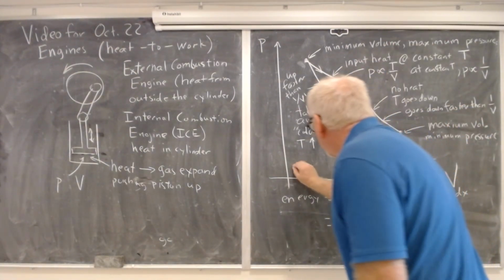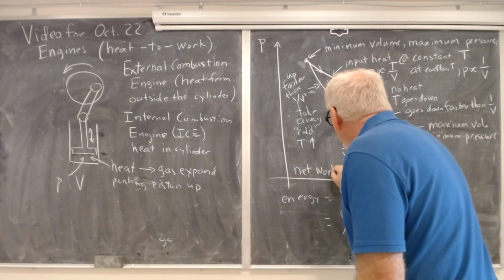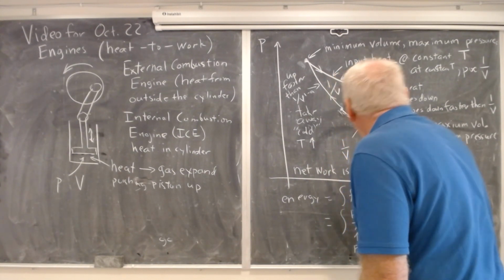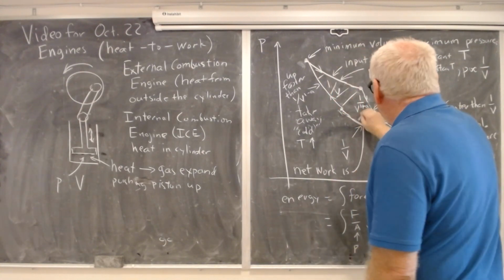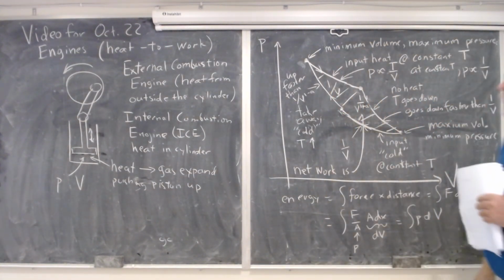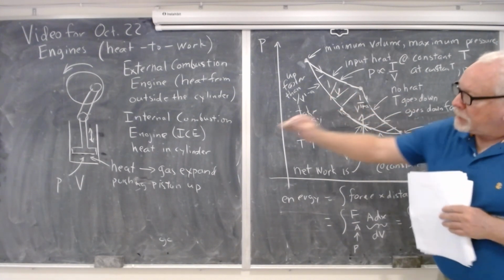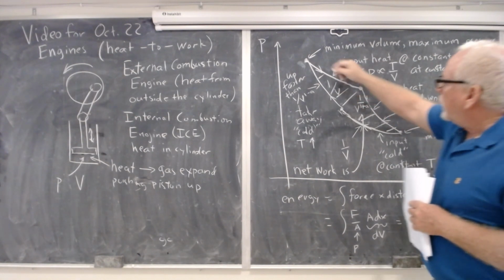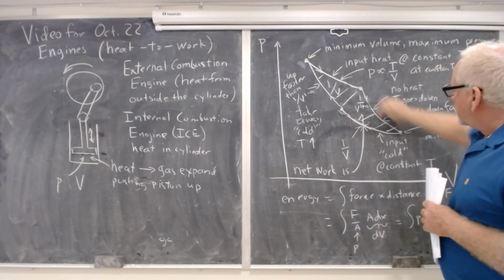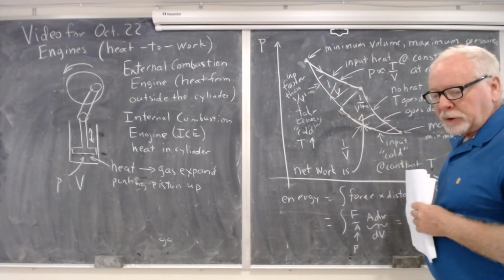And so the net work is that area. And so you can see that the whole idea with an engine is to get a PV cycle where it traces out an area in the PV diagram.